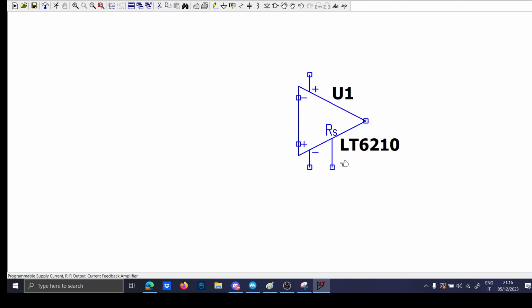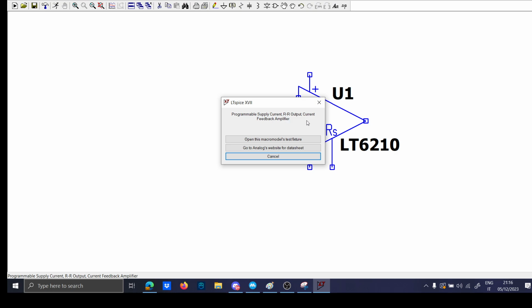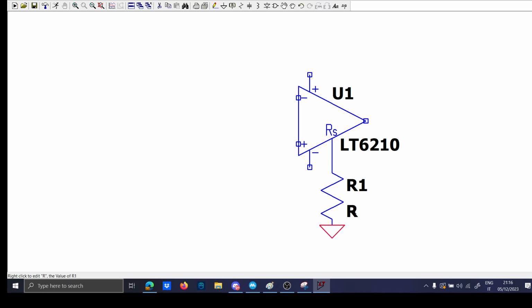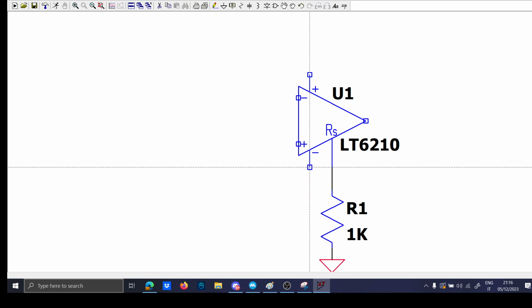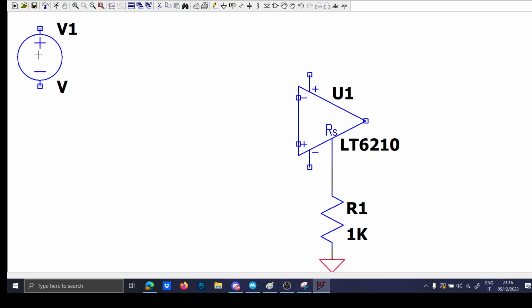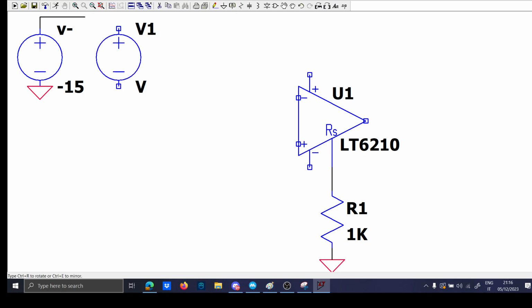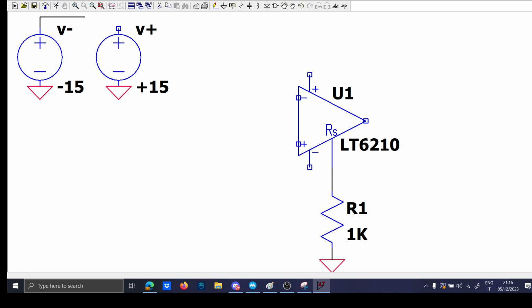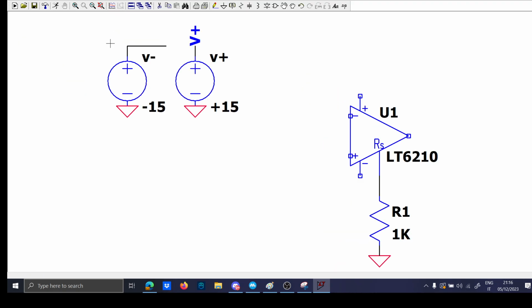So we will now choose the LT6210. This is one of the most common programmable supply current current feedback amplifiers. By biasing it by putting a 1 kilo ohm resistor, this will not affect much the bandwidth. We will use minus 50 volts as V minus, and plus 50 volts as V plus. Let me put the net, V plus and V minus, and let me put it here.